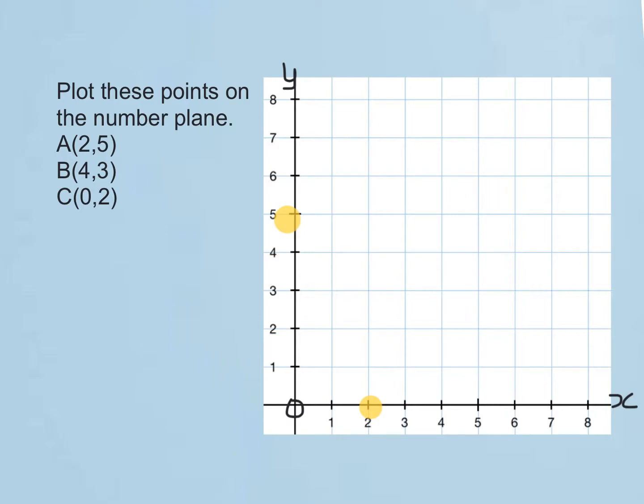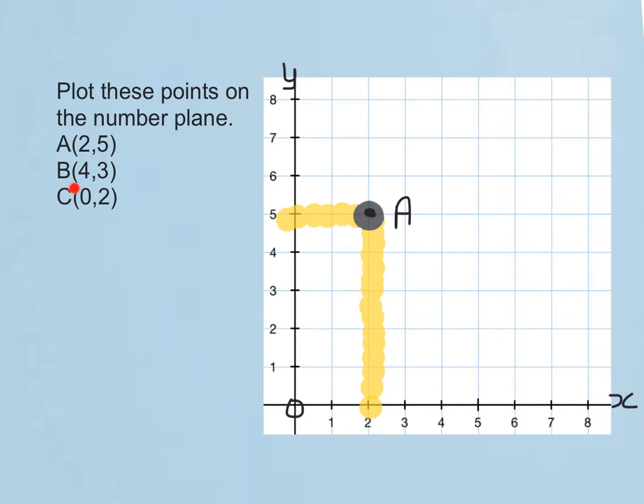Now where do these 2 points meet? Let me just imaginarily draw some highlighting lines. They meet over there. So that point over there we will now call point A.